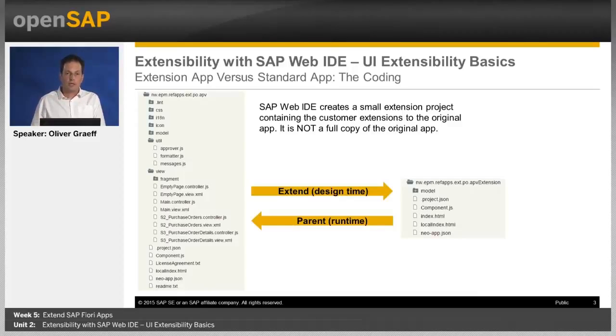How does that look in the workspace? You see in Web IDE on the left the standard application, the parent application. It has the usual files for the views, for example. Once you extend that, you're getting an extension project that is quite small. It just contains a basic frame and the extensions you implement on top of the parent application. At runtime, it's pulling the original application and using that.